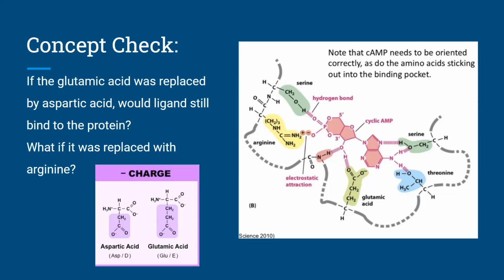Now what if it was replaced by arginine? Does anyone have any ideas? Arginine is this one. So imagine this compound taking the spot right here. That is a positive charge. So it's a positive charge, and glutamic acid is a negative one. I would say no. Yeah. And why? Because what's attracted to a negative charge is probably going to be repelled by a positive.